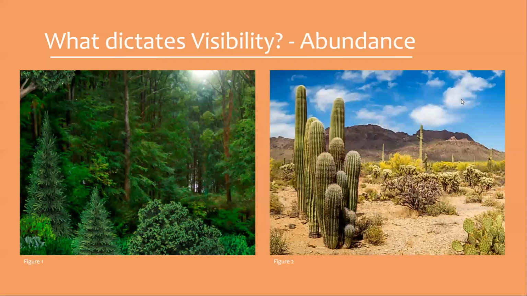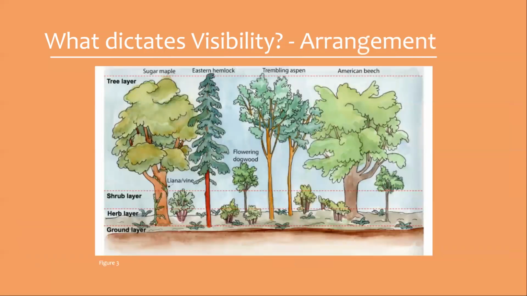I also want to explain what dictates visibility. The first thing is the abundance of vegetation. Looking at figure 1, you can see it's a very dense forest with an abundance of different vegetation. That vegetation is making it hard for you to see further into the distance. And then in figure 2, there is an abundance of vegetation such as cactus and sagebrush. However, you can see further into the distance due to the arrangement and the height of the vegetation, which leads into the next slide, the arrangement.